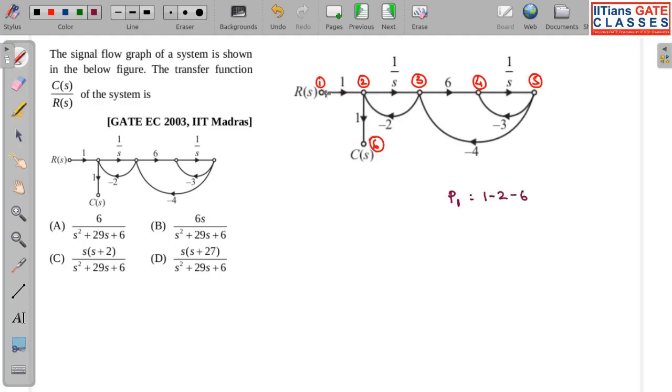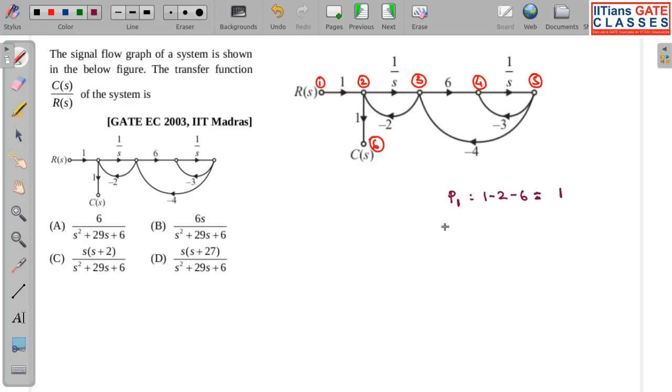Now don't say, sir, why can't it be 1 to 2, 2 to 3, 3 to 4, then 4 to 5, then again from 5 to 4, or 5 to 3, 3 to 2, and then to 1, then to 6? You can see in this path you are repeating nodes, like the third node and the second node. So repetition in the forward path is not possible. So now the forward path is from 1 to 2 and then from 2 to 6. What is the path gain? The path gain is 1.